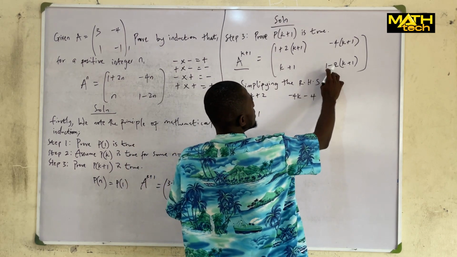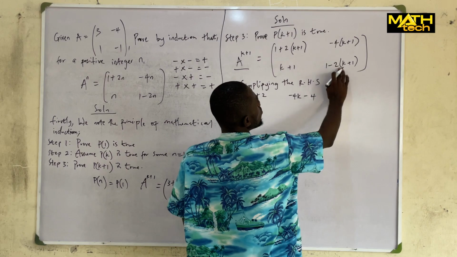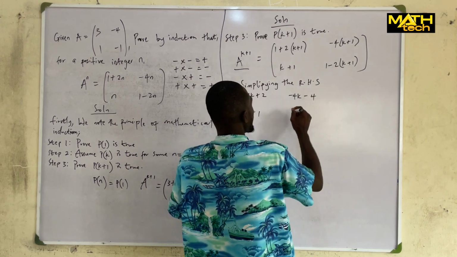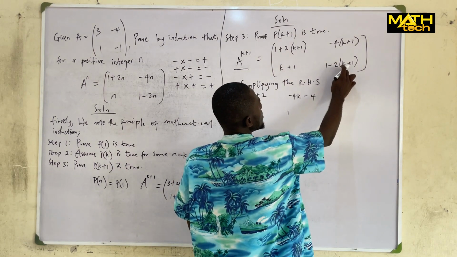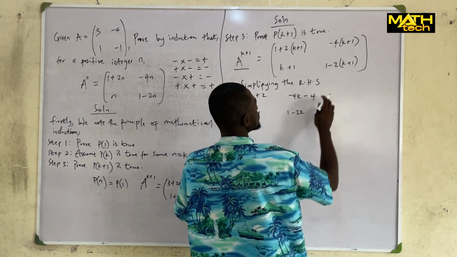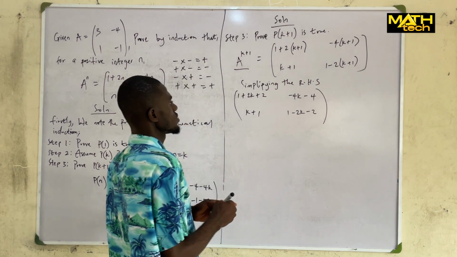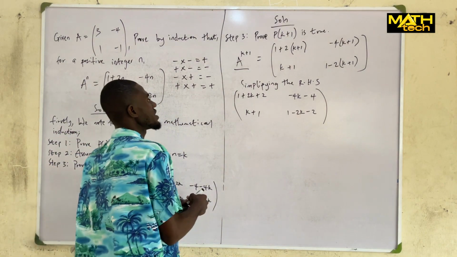And here, 1 minus 2 into k plus 1, so minus 2 multiplies this bracket. 1 minus 2 times k gives us what? Minus 2k, and minus 2 times 1 gives us minus 2. So that is simplifying the right hand side.